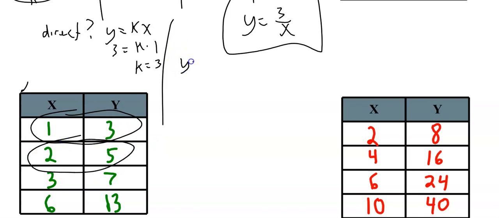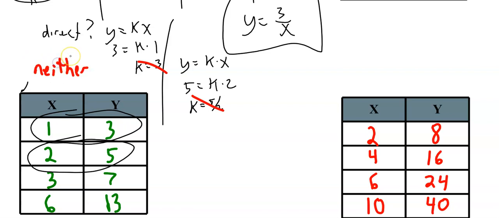That's going to be y equals k times x, so 5 equals k times 2. Solve for k, you get k equals 5 halves. Well, guess what? 5 halves and 3 aren't the same. This is neither one, so it is neither inverse nor direct proportions here.